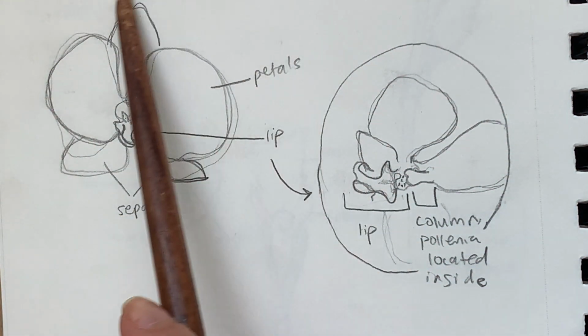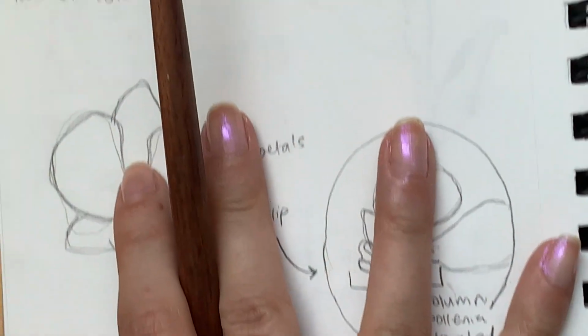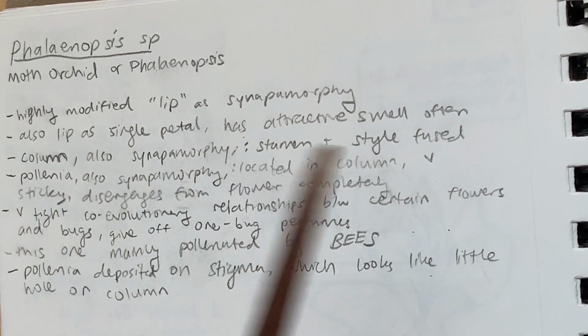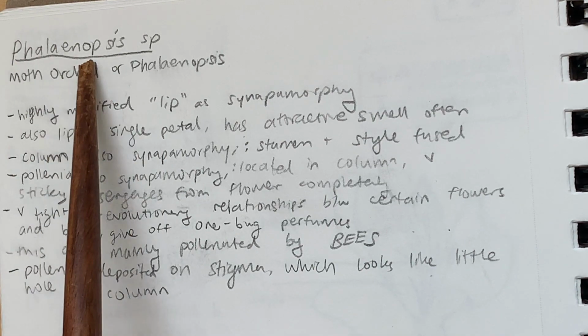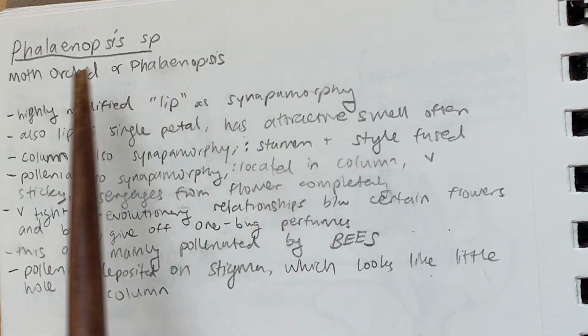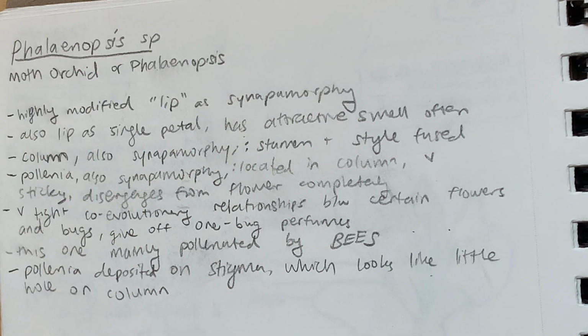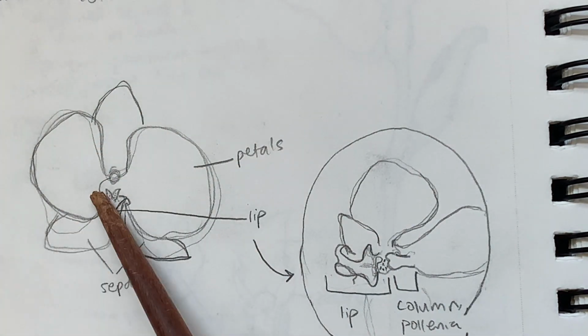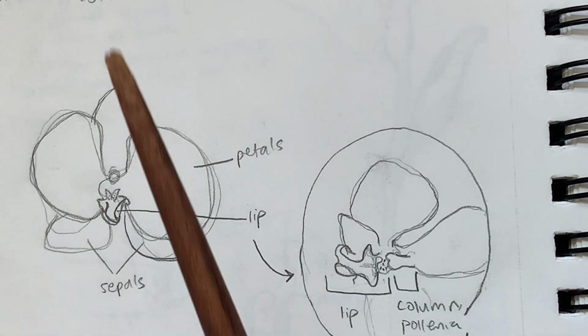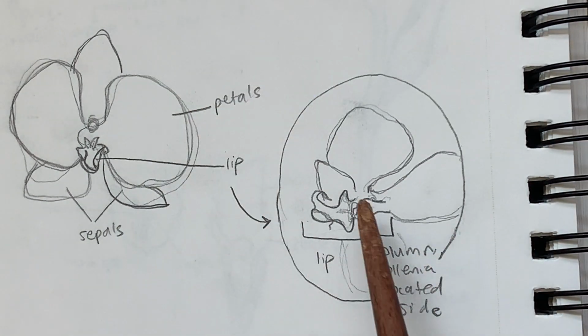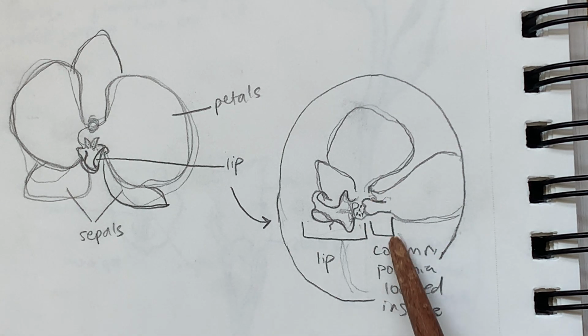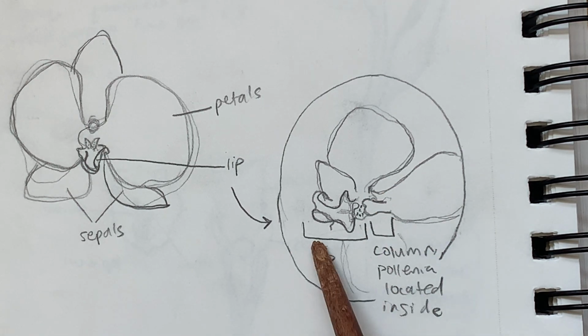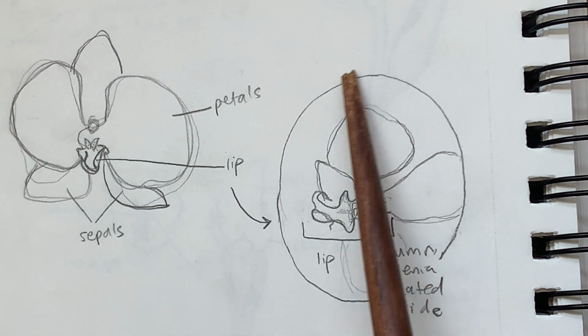This I just want to touch on is the moth orchid. Phalaenopsis, the moth orchid. And orchids are incredibly elaborate with this lip structure here that often has an attractive smell. There is a column coated with pollen located inside, and some orchids have developed really amazing ways to attract pollinators.